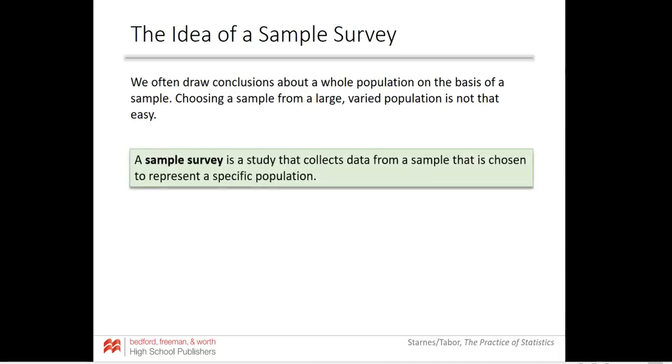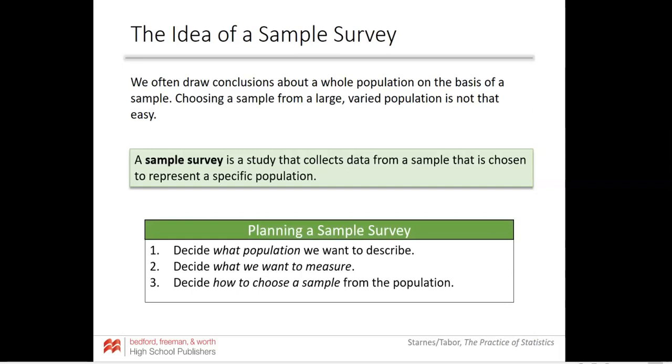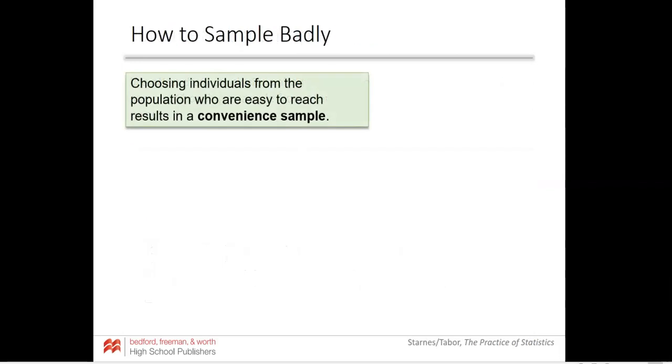Okay, so one way of doing this is called a sample survey. It collects data from a sample that is chosen to represent the population. So we just send out a survey, decide what population we want to describe, decide what we want to measure, and decide how to choose a sample from that population. Oftentimes we have to do that if we're designing a study, which some of the questions will be about. We've got to tell them, well, how do you plan on doing this? What are you trying to measure? Are you measuring the height of all students in the United States, all females in the United States? What is your population you're coming from?